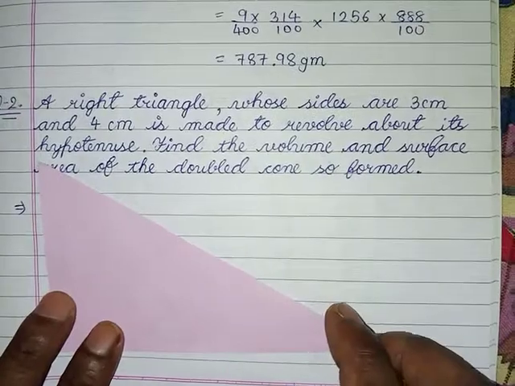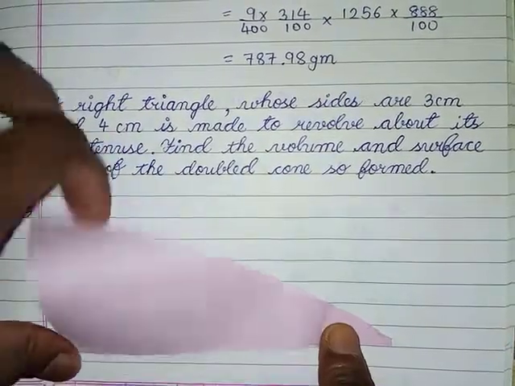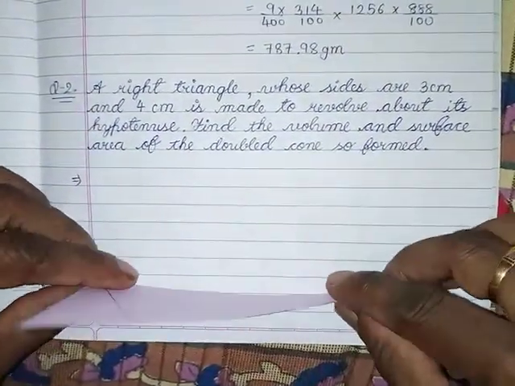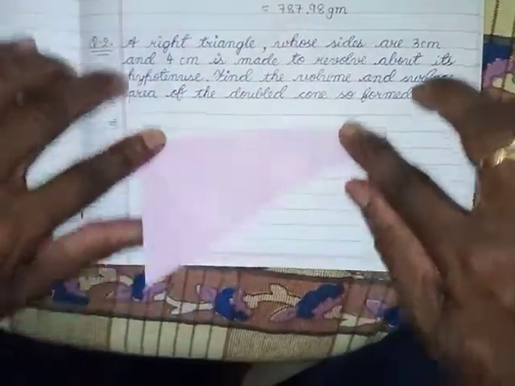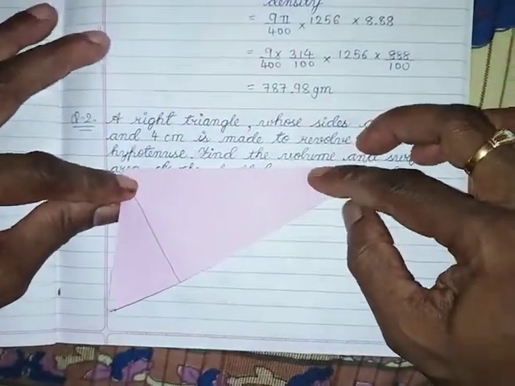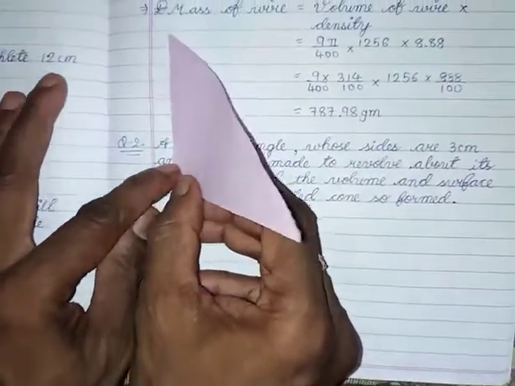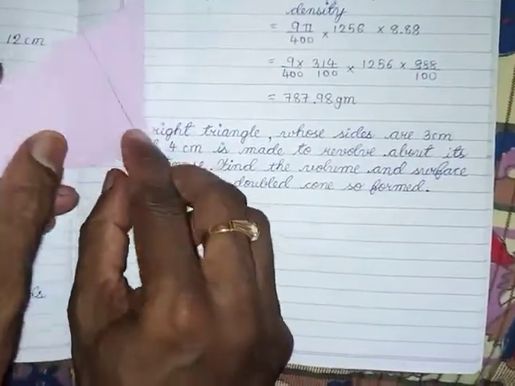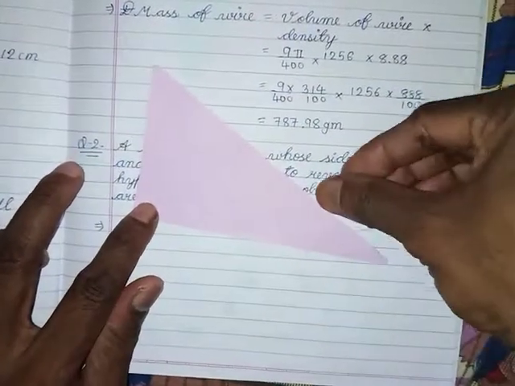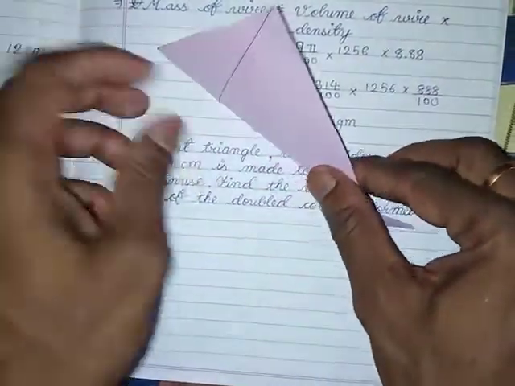About the hypotenuse means what? Suppose it is about the base, then the base will be fixed and it will rotate like this. And if it is about the perpendicular, that side will be kept fixed and it will rotate like this. Now about the hypotenuse means the hypotenuse will be held and then it will rotate like this.